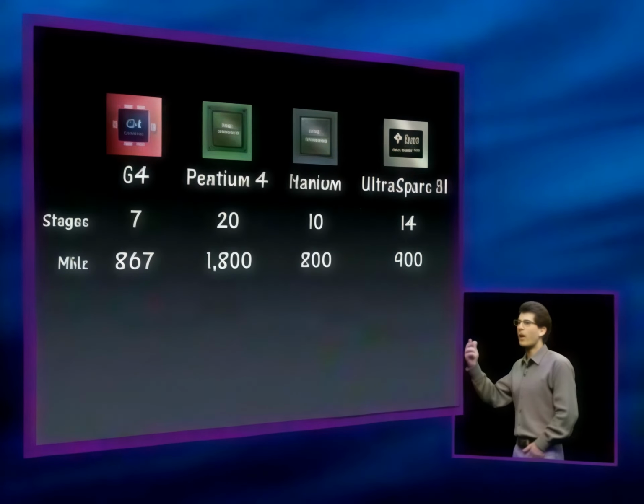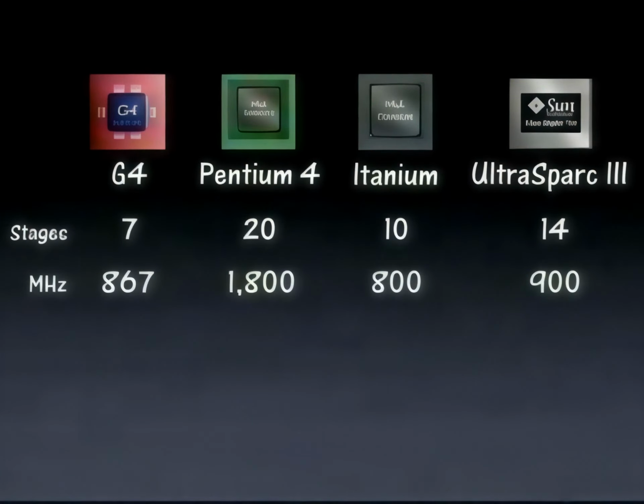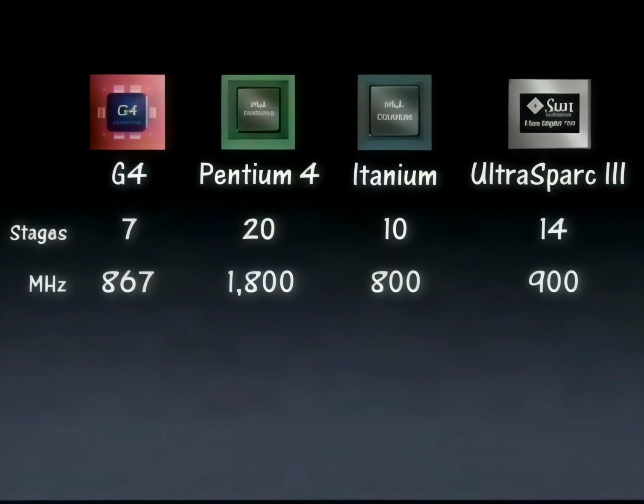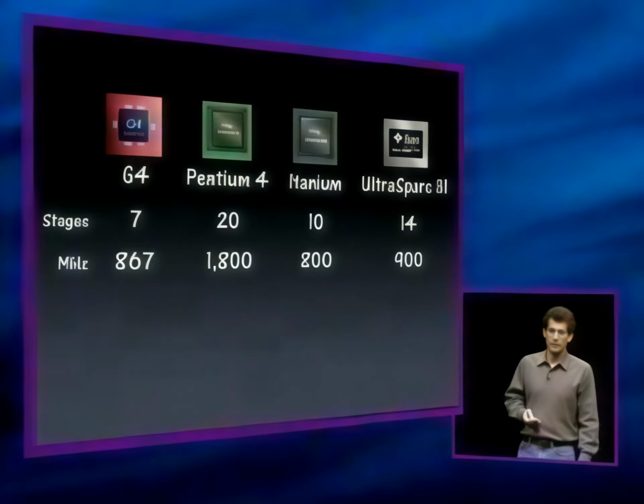So let's go back and compare our four processors again. Okay, we have the Pentium 4 running at 1.8 gigahertz and those 20 pipeline stages. It's interesting to look at the Itanium because, again, Intel's next generation processor, they chose to go with 10 pipeline stages. Note that it runs at 800 megahertz. And we see the UltraSparc 3 has 14 pipeline stages and runs at 900 megahertz. So the G4 is an extremely efficient design in that it only has 7 pipeline stages and yet runs at the same speed as other processors that have much longer pipelines.